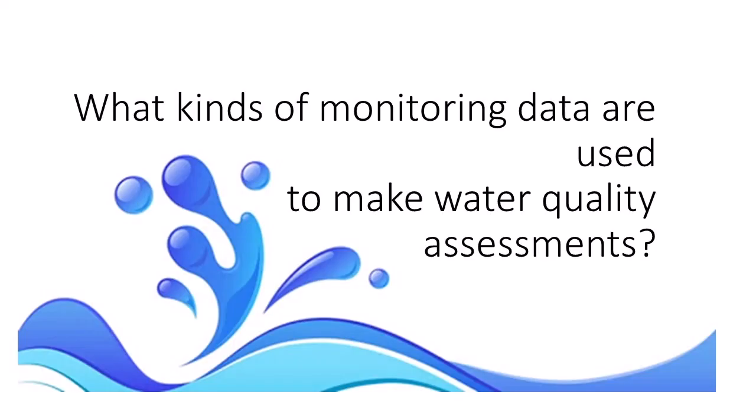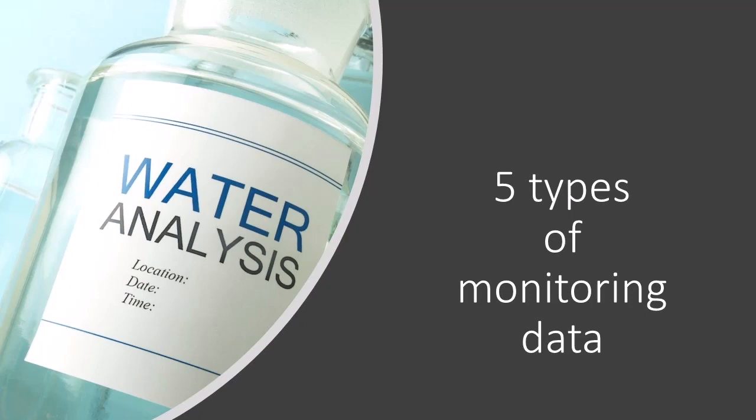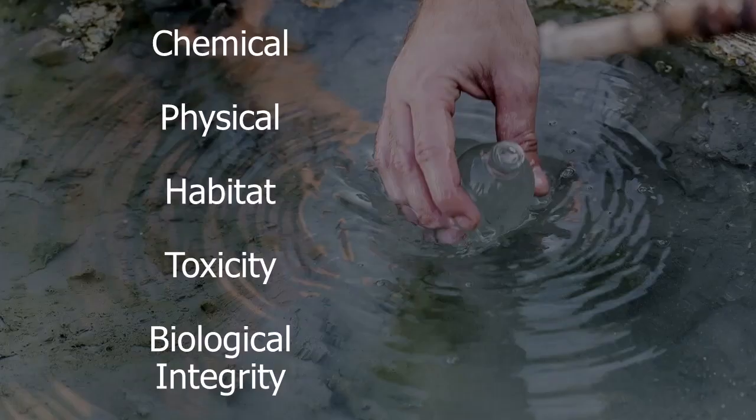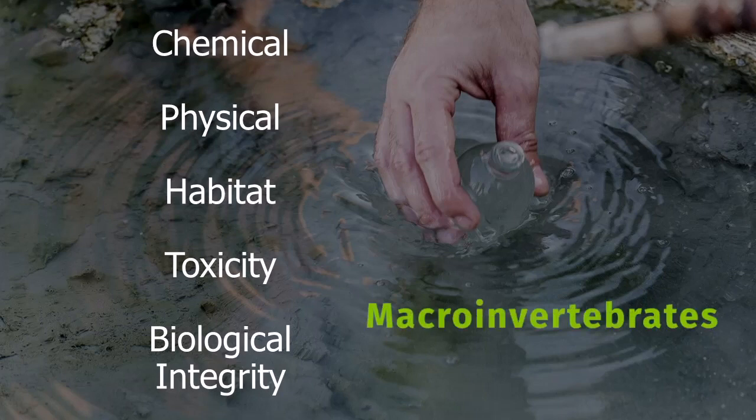What kinds of monitoring data are used to make water quality assessments? Across the globe, and more specifically closer to home, state water quality assessments are normally based on five broad types of monitoring data: chemical, physical, habitat, toxicity, and biological integrity. Biological integrity data is the form of data collection we will use today. In this form of assessment, we will collect and note specific macroinvertebrate members of the aquatic biological community.